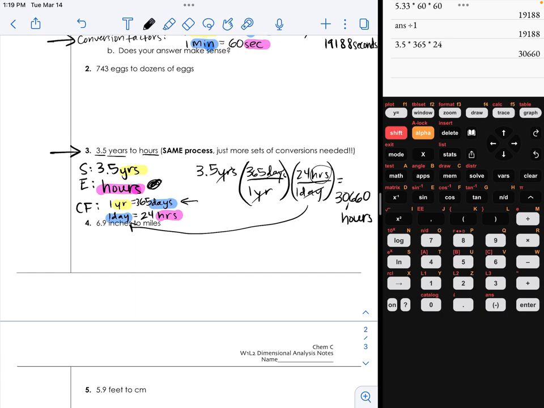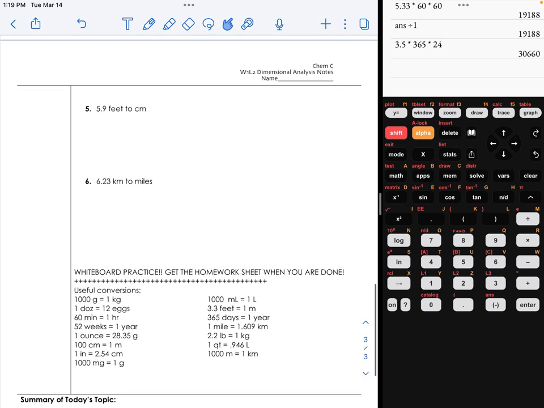All right, let's do one more together here. Number 5 is 5.9 feet to centimeters. Write in right now, pause and write in your starting point, your ending point, and the conversion factors that you're going to need. And for the conversion factors, you might need to reference this chart down here. Remember, you need at least 1 conversion factor with your starting units, 1 with your ending units, and then the other ones need to match up and be able to cancel each other out. Pause and try to write down the starting, the ending, and the conversion factors.